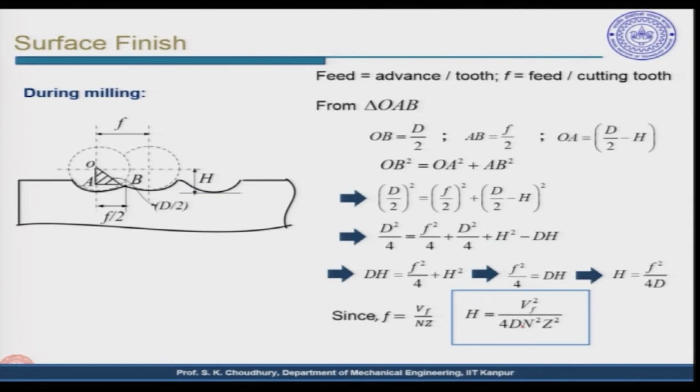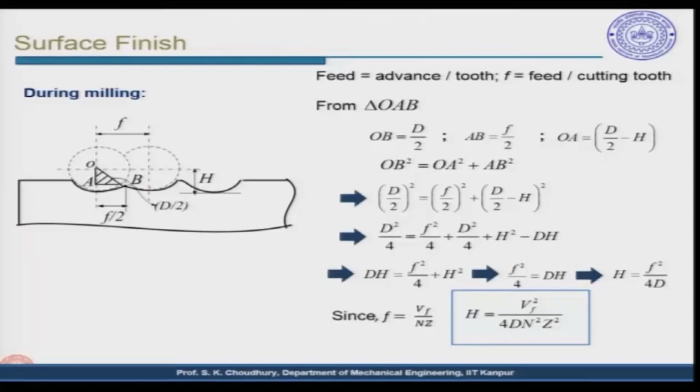Next, let us see what happens during milling. Earlier, if you remember, I said that in case of milling, the feed is taken as the feed per tooth. That means in a milling cutter there is more than one tooth, obviously 6, 8, 12. The movement of the tooth in one revolution of the cutter is given by the feed, which is called the feed per tooth. So, here it is written f is equal to feed per cutting tooth, the advance per tooth.